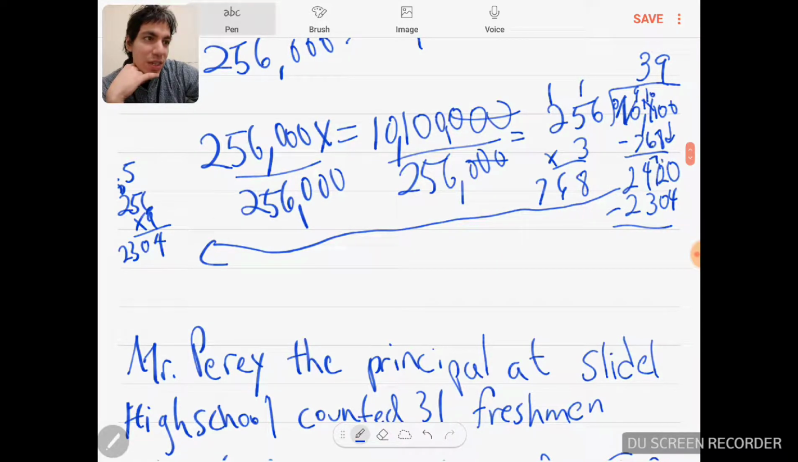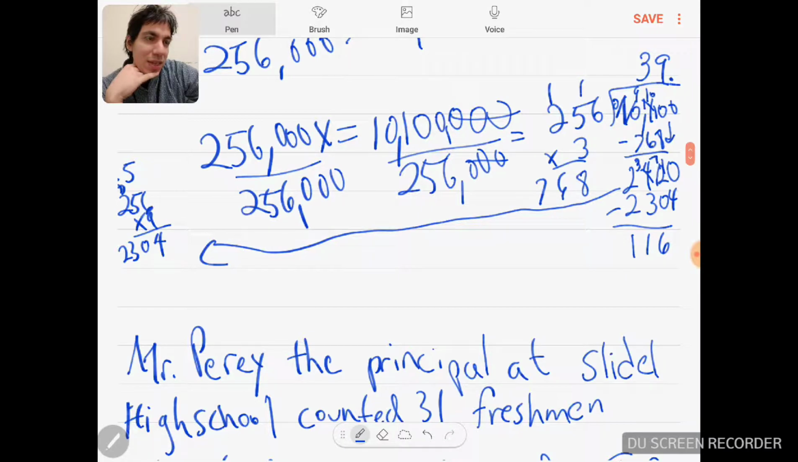As I subtract here, I get 10 minus 4 is 6. And then I have to borrow here. No, I don't have to borrow there because it's 1. So 1 minus 0 is 1. 4 minus 3 is 1.